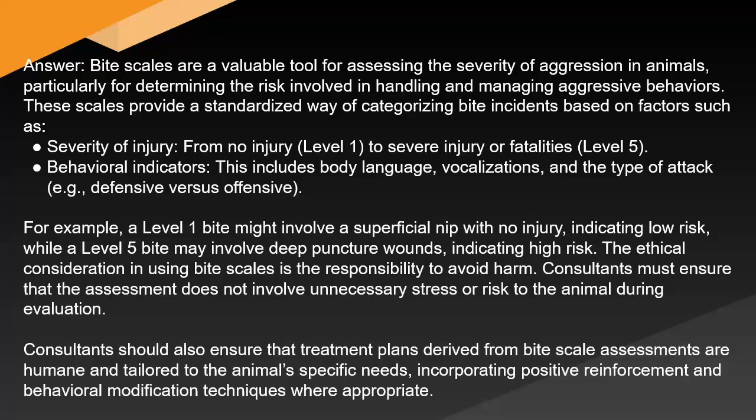Behavioral indicators. This includes body language, vocalizations, and the type of attack, e.g., defensive versus offensive. For example, a level 1 bite might involve a superficial nip with no injury, indicating low risk, while a level 5 bite may involve deep puncture wounds, indicating high risk.